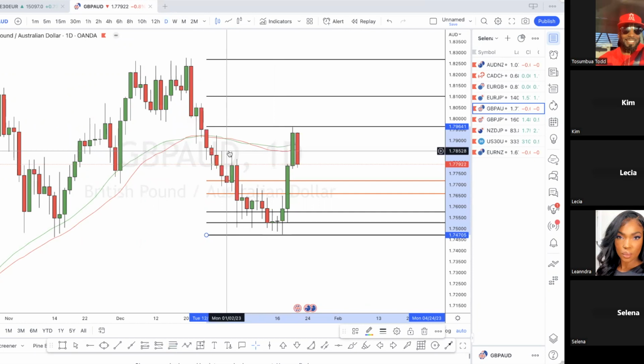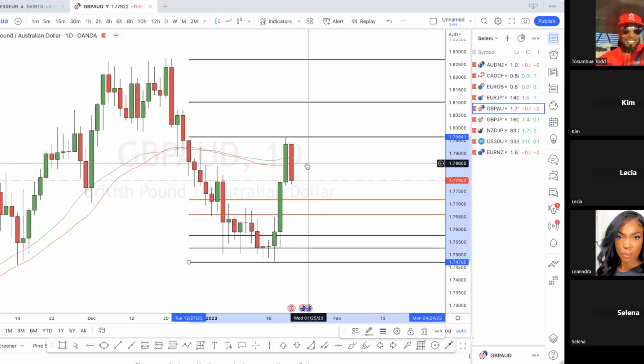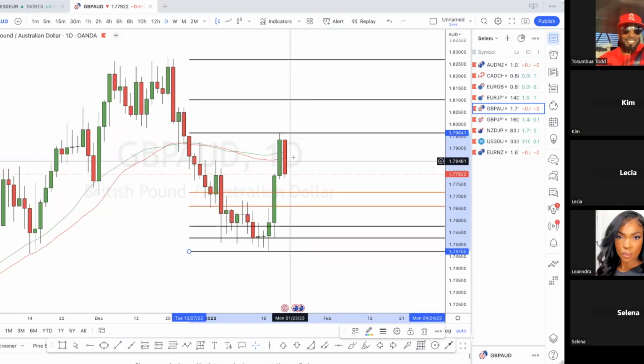So this broke this high here, pulled back. It didn't break this low yet. So I would definitely just be watching, because this could just be the pullback for the continuation to the upside.